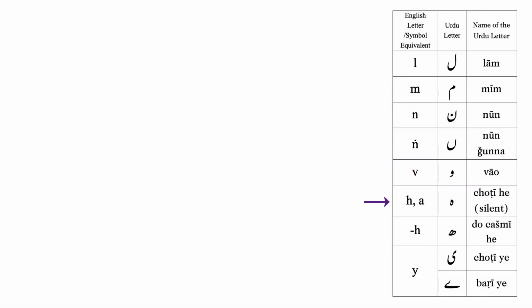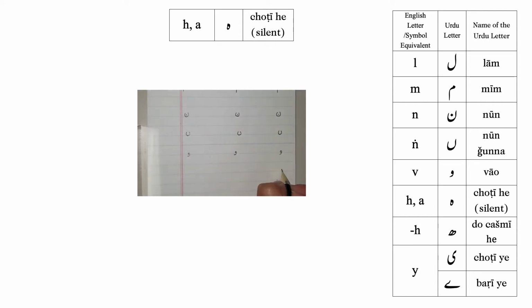Now we have choti hai. Choti means little, so it's little hai. So we'll have to distinguish between choti hai and badi hai because they make the same H sound. And you might have guessed that badi means big. So we've got small hai and big hai.